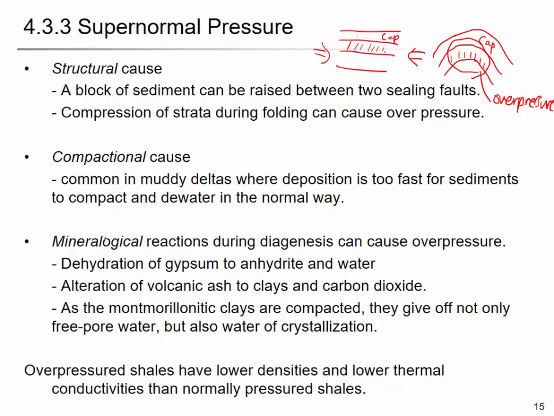left over. And mineralogical reaction during diagenesis can cause overpressure, like the dehydration of the gypsum to anhydrite and water, and volcanic ash to clay and carbon dioxide, and also the montmorillonite. It can give the free water and the water of crystallization. So overpressure shale have lower densities because it's undercompacted, and lower thermal conductivities than the normally pressurized shale. It's a unique feature. That's the characteristic of the overpressure shale.